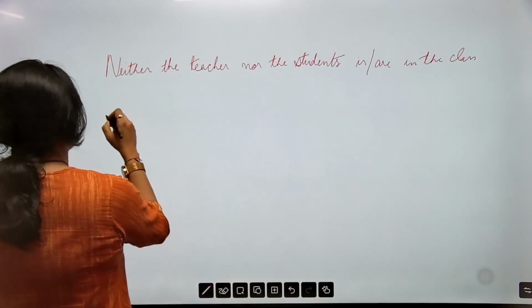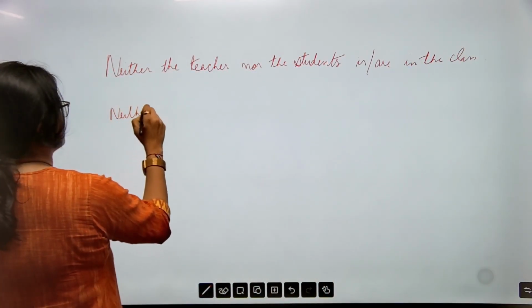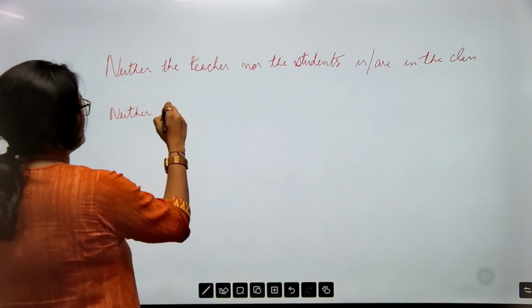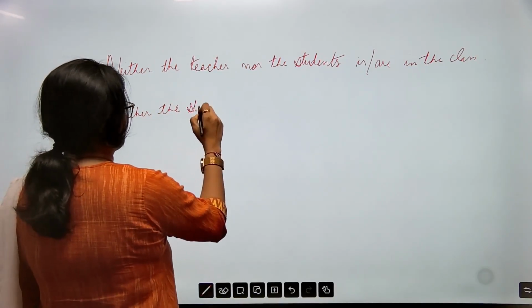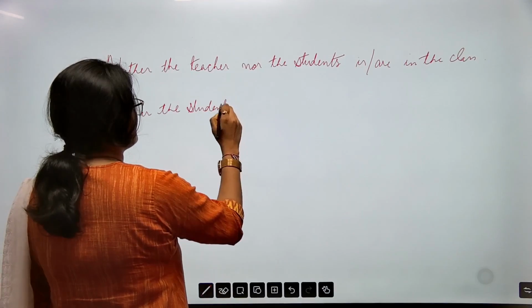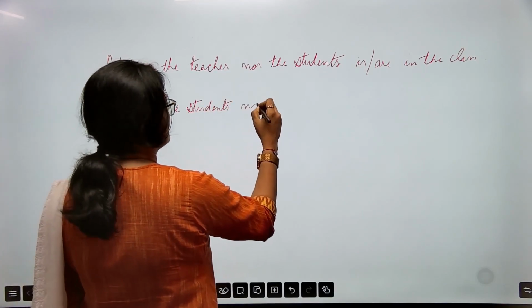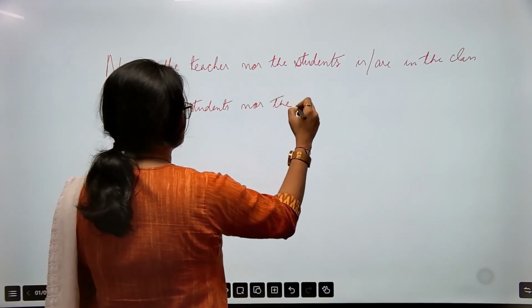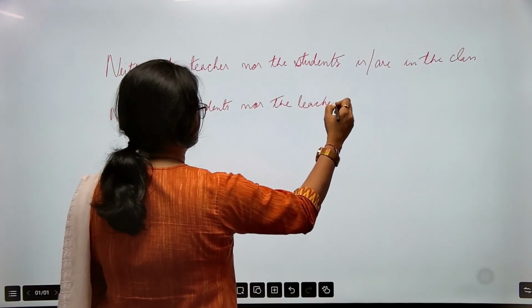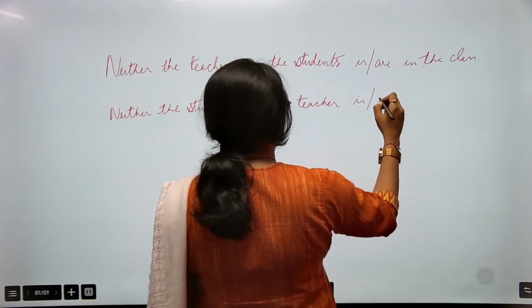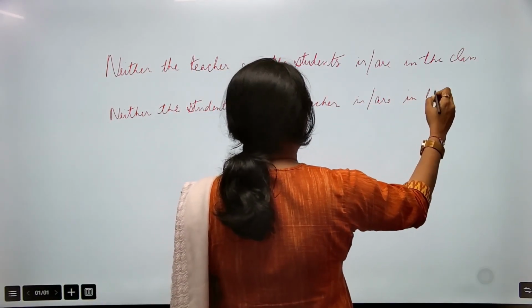The second sentence would be neither. You can also pronounce this as neither. Neither the students. So I'm exchanging the position this time. Neither the students nor the teacher. Again, we have to choose is or are in the class.